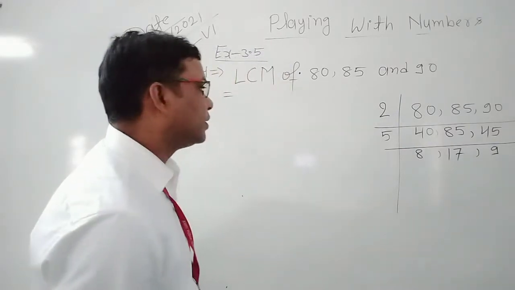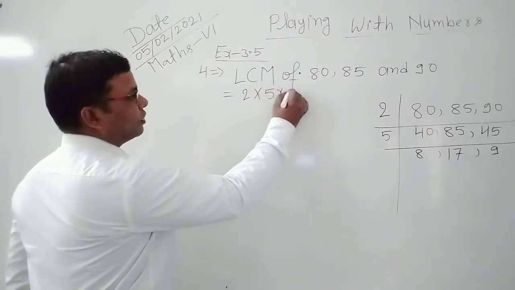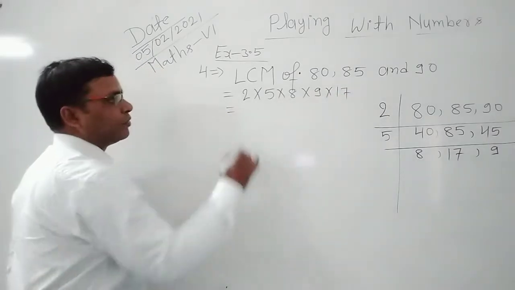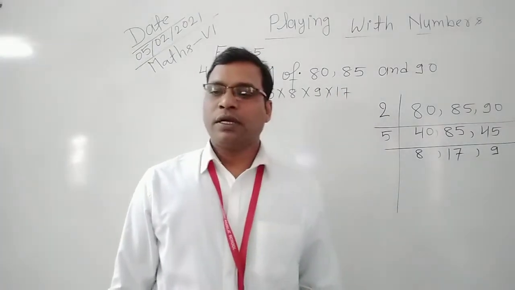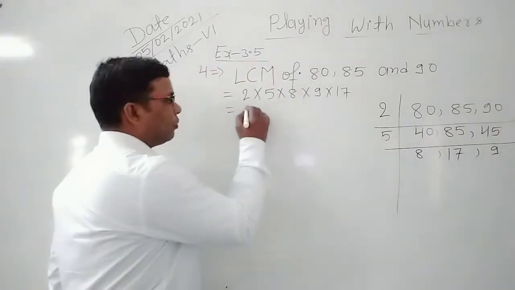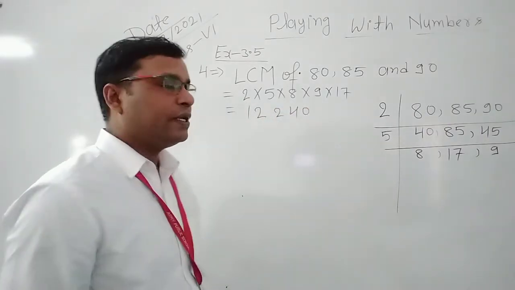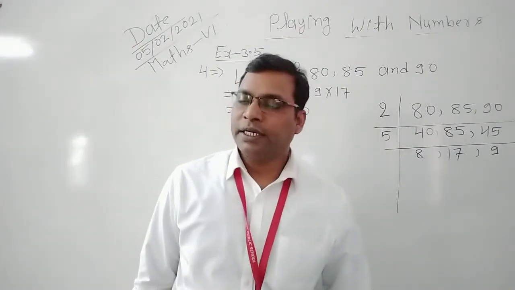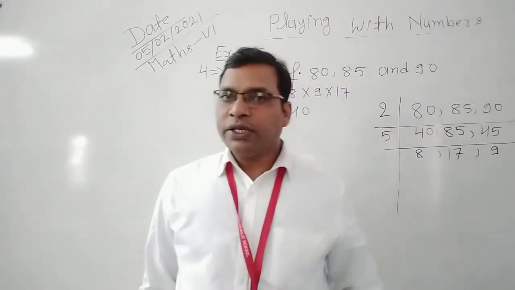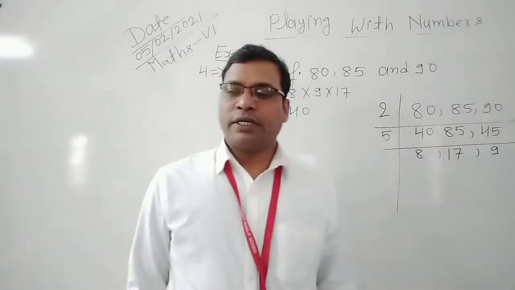So if I write, LCM is equal to what? LCM is equal to 2 into 5 into 8 into 9 into 17. If you multiply it, you get 12,240. This is the LCM of 80, 85 and 90. You can see here, 12,240.